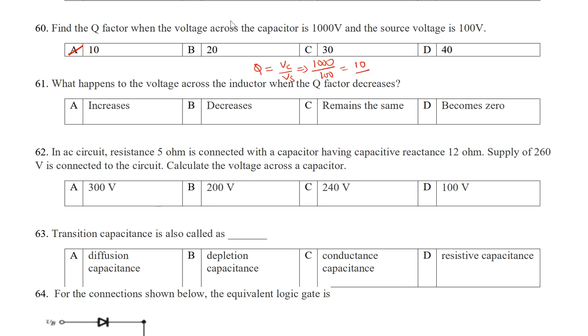Next one, what happens to the voltage across the inductor when the Q factor decreases? Generally we know Q is the voltage across the inductor divided by the supply voltage here. The voltage across the inductor during the resonance condition is Q times Vs. As the Q value decreases, the voltage across the inductor also decreases. So for question 61, B is the right answer.